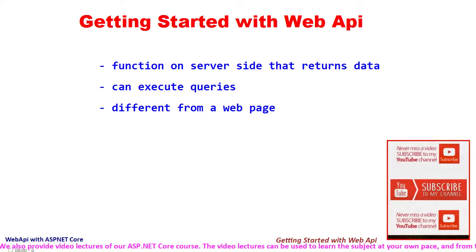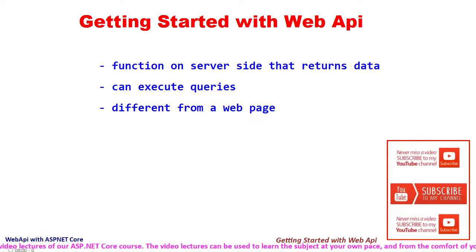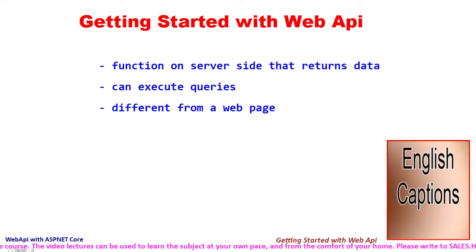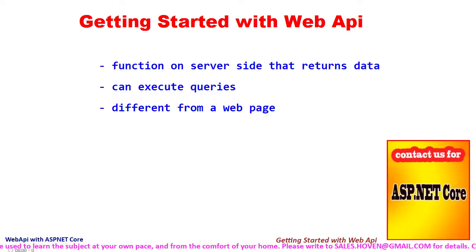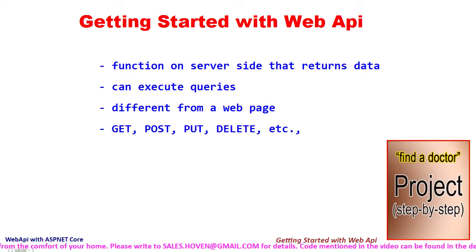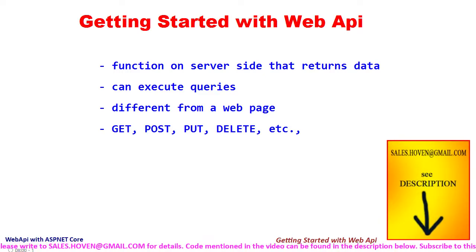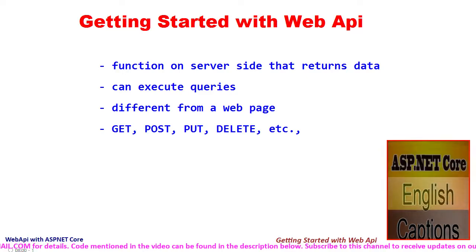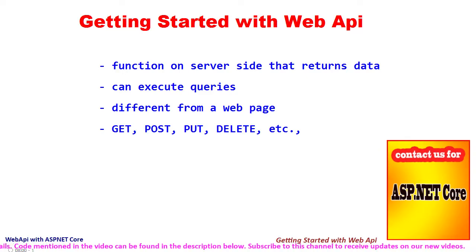For example, a desktop application could use that data to populate a drop-down or populate a list view. Similarly, a mobile application can render that data through its own UI elements. A client can call a web API through a GET request, and it can even call it through a POST request also. There are other requests also possible, put, delete. We'll talk about all of them as we go in this chapter.